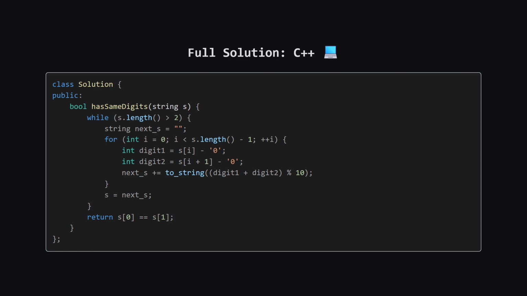Next up, here is the C++ version of the solution. The logic is identical to the Java one. A while loop that continues until the string length is 2, and building up a new string inside the loop. Again, feel free to pause and review the code.